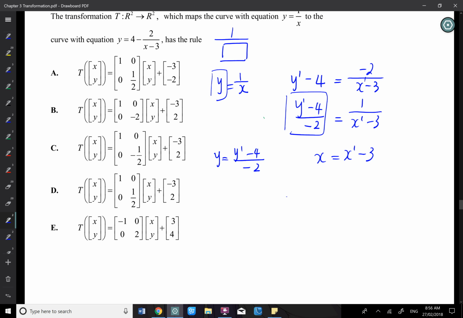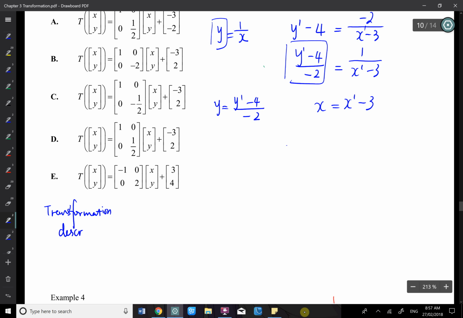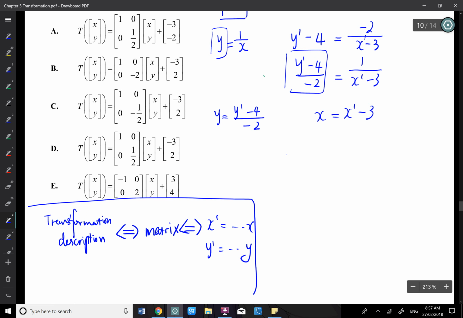Okay, let's have a think again. When I have a transformation description, that is equivalent to having a matrix, which is equivalent to having x dash equals some x and y dash equals some y. You must remember this. Those three things can become each other.